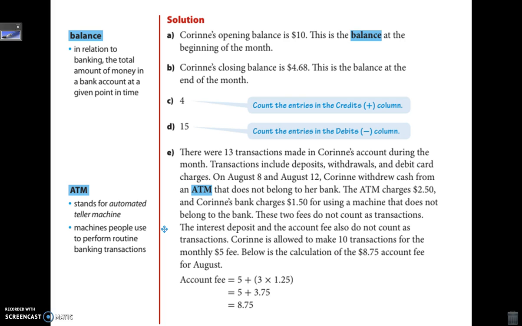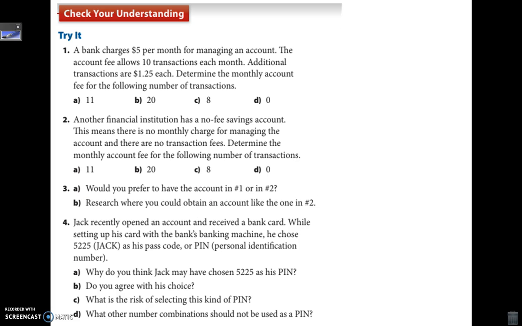$8.75. Okay, because it cost $5 for her account fee, and then the additional 3 transactions that were above and beyond her 10 that she was allotted. So 3 times $1.25 plus your $5 for having that, is $8.75.